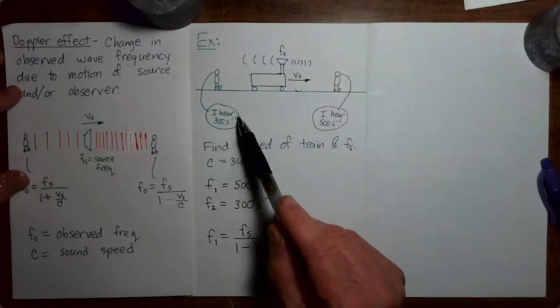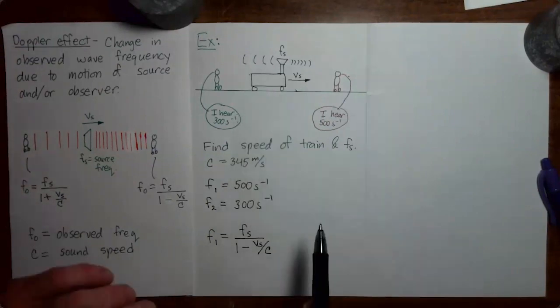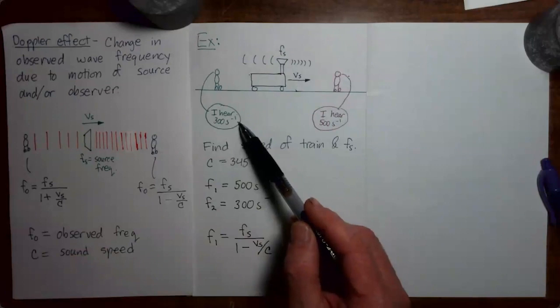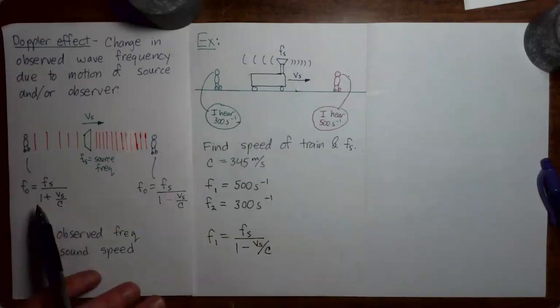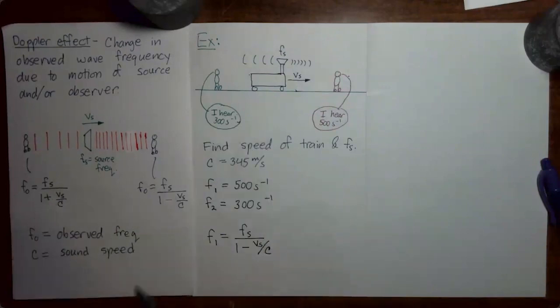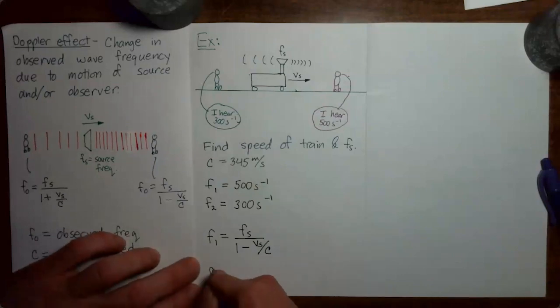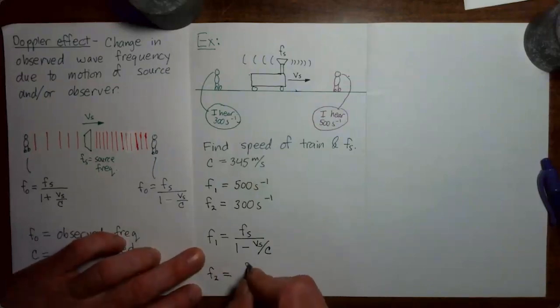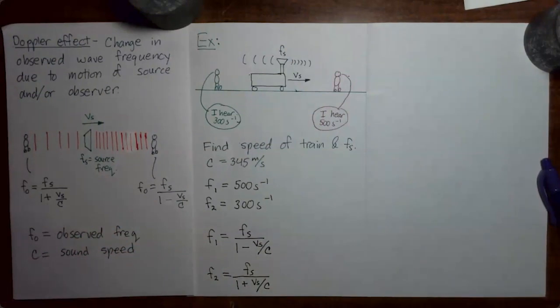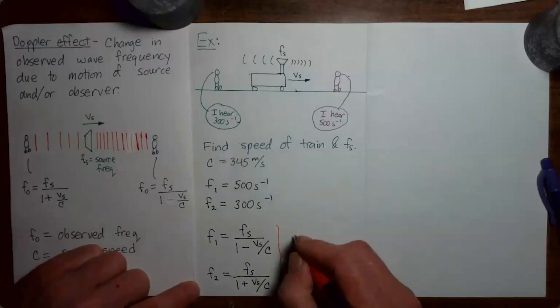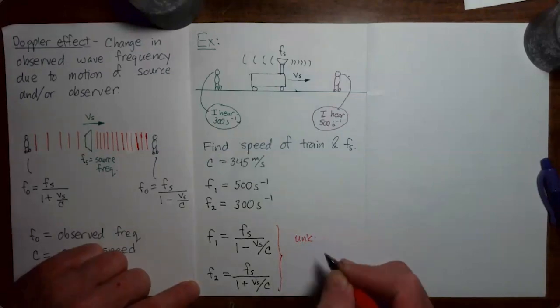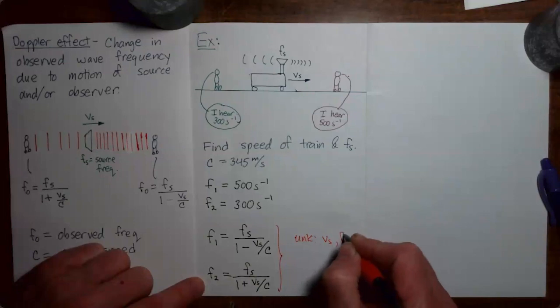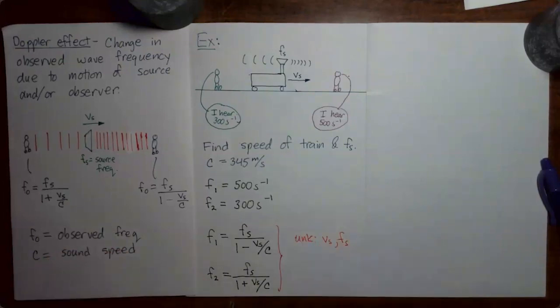Now for the green guy over here, the train is moving away from him. So for the frequency observed by the green guy, we're going to use this formula here that has the plus sign in it. So we can write F2 equals source frequency divided by 1 plus source speed over sound speed. Now, if you look here, what we have is two equations and two unknowns. The unknowns are the source speed and the source frequency, and we have two equations.